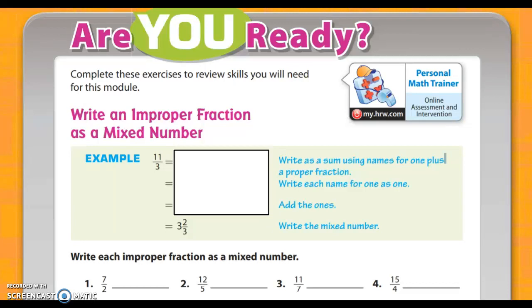So we're going to start with the improper fraction. This right here is the improper fraction, 11/3. The definition of an improper fraction is when the numerator is greater than the denominator. And we're going to convert that to a mixed number. A mixed number is when you have a whole number with a fraction. And 11/3 is equal to 3 2/3.